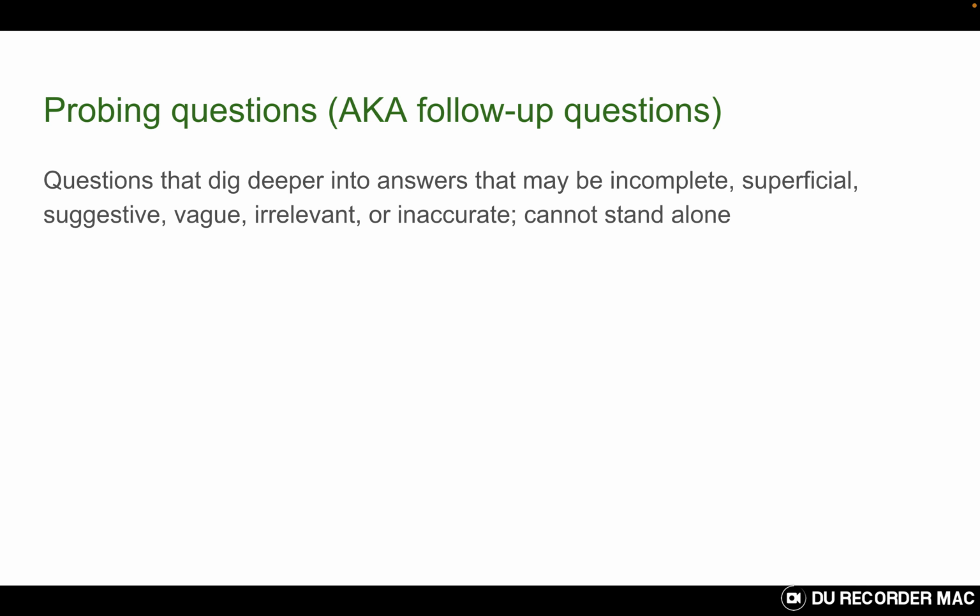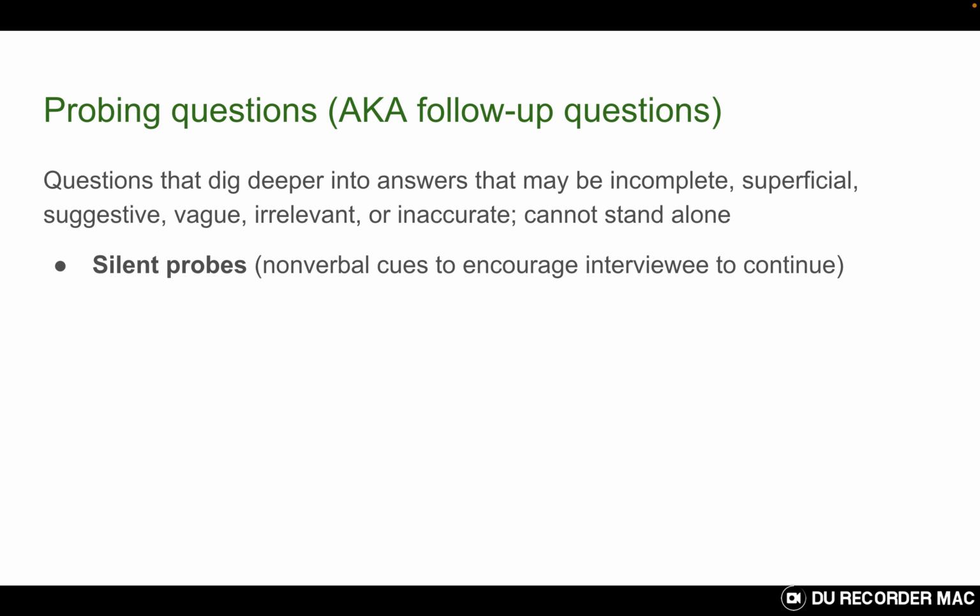So we're going to talk about the different types of probing questions. Number one is silent probes. So these are just nonverbal cues that encourage the interviewee to continue speaking. So if you notice that your interviewee has fallen silent or they're a little bit hesitant to keep talking, you can give them a head nod, a gesture, a smile, something that just lets them know that it's okay to keep talking and to continue.